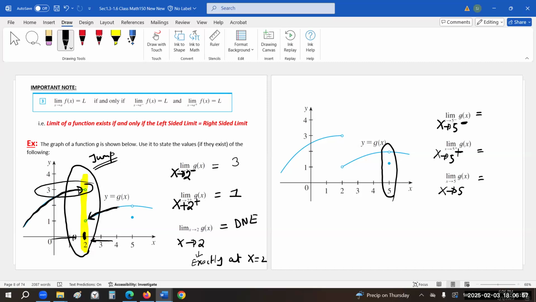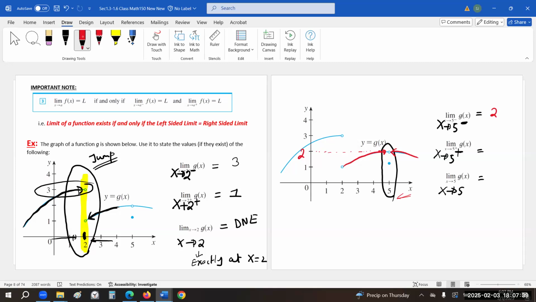When you're walking toward 5 from your left side, where are all the y values going? What is the y value we have? 2. Great. The next question is saying, go to 5 from your right side. So this is our right side. That means you're observing the function from the right side. We still have the same 2.